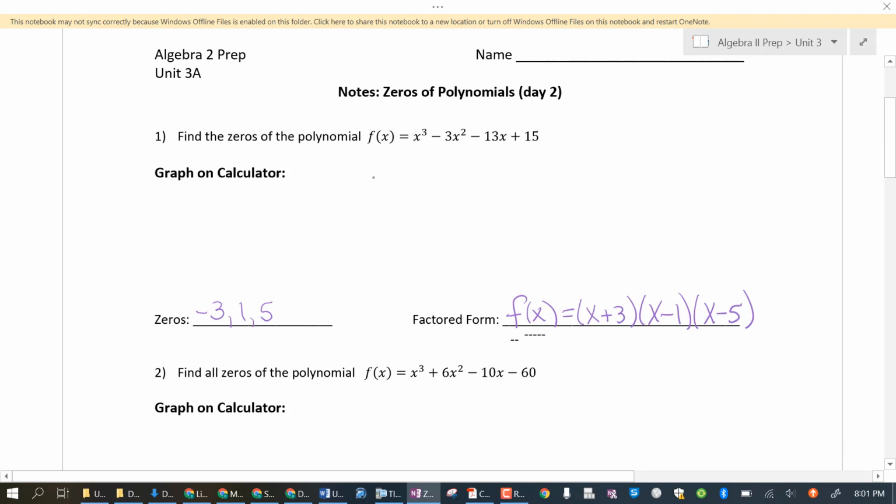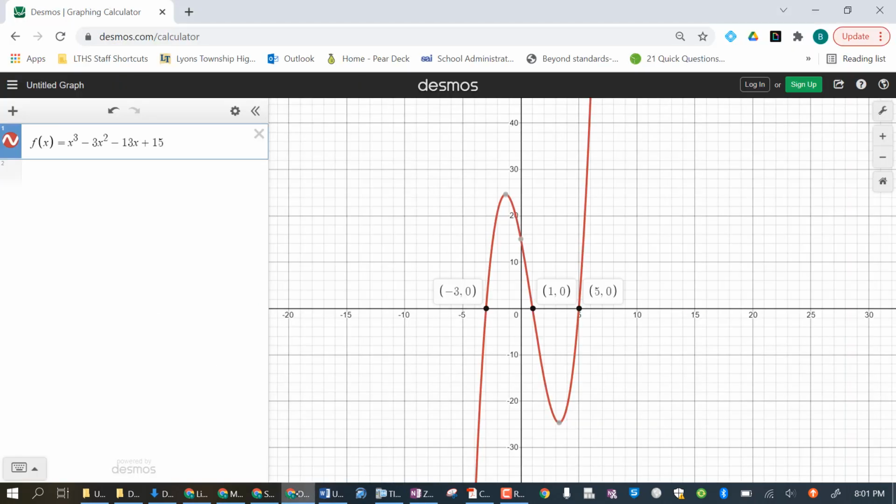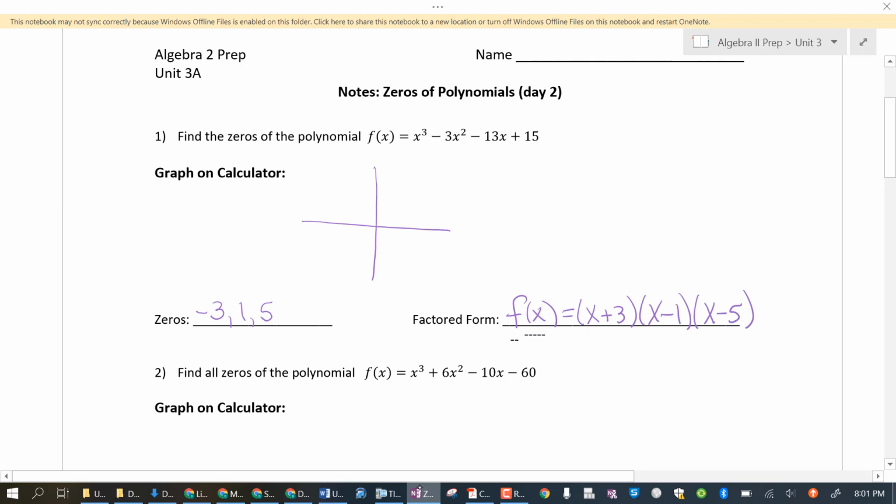So my graph kind of looked like this. Let's go back to my Desmos. Went up, down, up. So it went up through -3, down through 1, back up through 5. So I had my zeros at -3, 1, and 5.